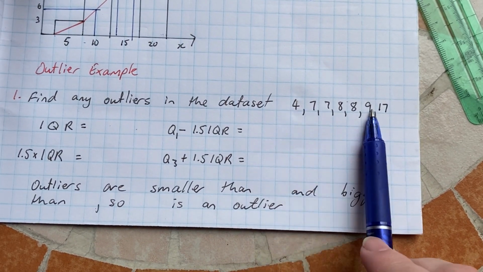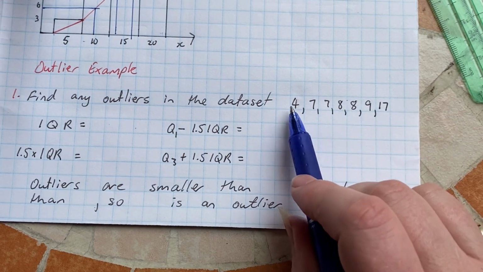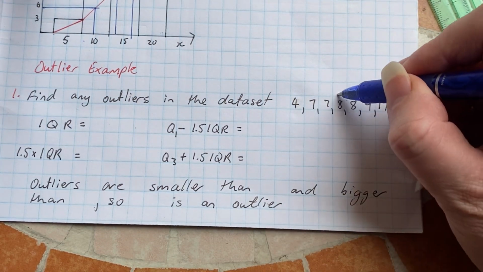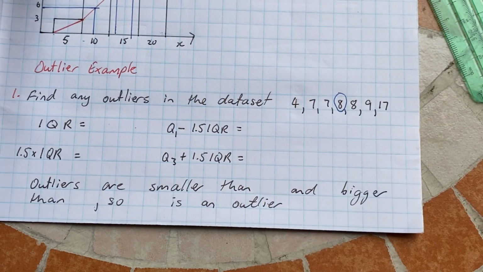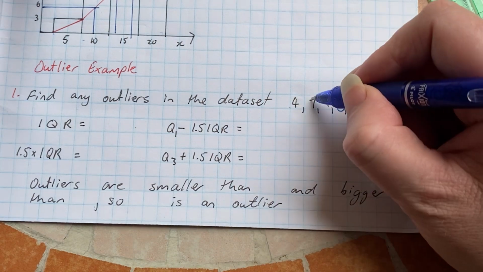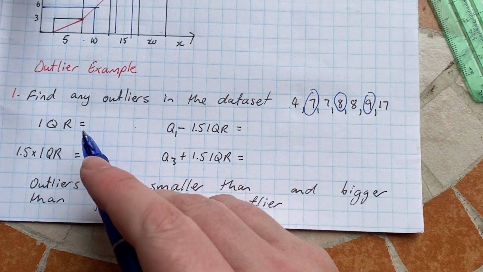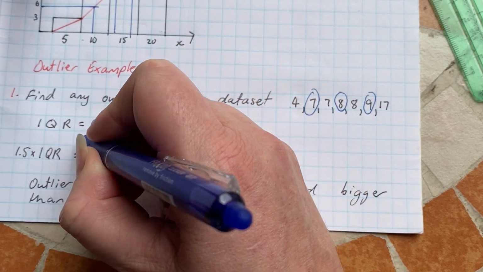Okay, here's an example for finding an outlier. So we're looking at this data set here. So we first need to find our median and quartiles. So I have 7 numbers, so 2 groups of 3 with 1 left over in the middle. Lower quartile is the middle of these 3, so that one. Upper quartile is the middle of these 3. So our interquartile range is 9 minus 7, it equals 2.